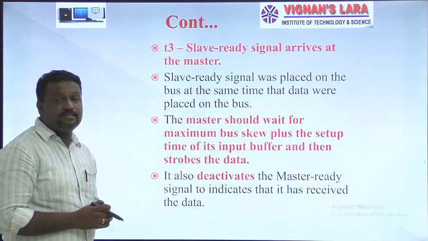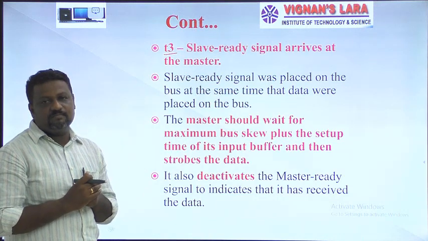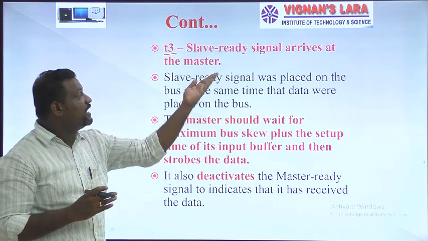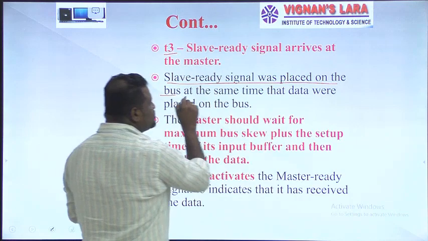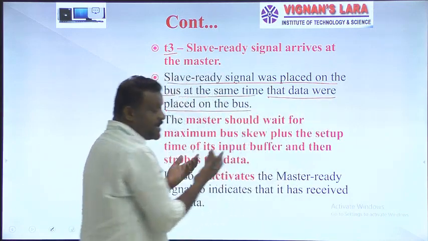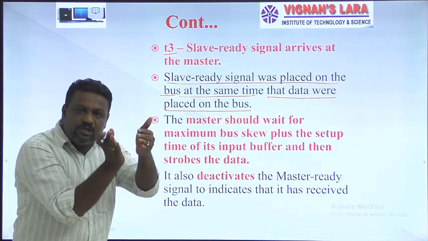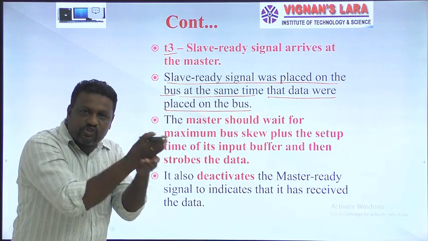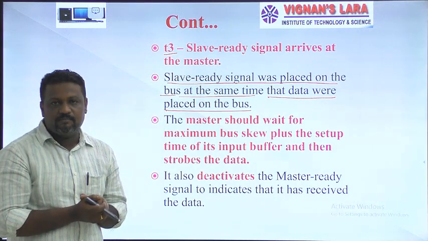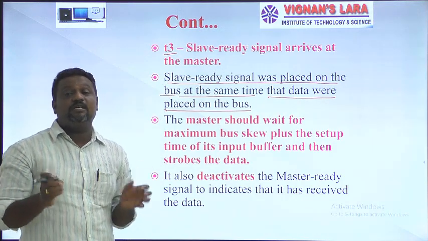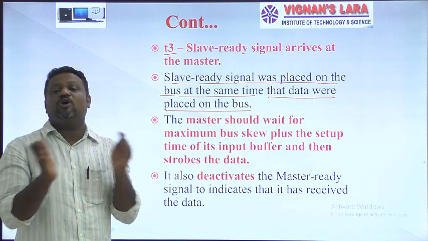Right. Next, in T3, what happens? In T3, the slave ready signal arrives at the master. Once the slave ready signal was placed on the bus, at the same time the data were placed on the bus. Absolutely. That's what I'm saying. Once your memory places the corresponding location information on the bus, at the same time your memory can activate another handshaking signal, which is the slave ready signal. Once your master receives a slave ready signal from the slave end, it identifies that the slave has placed its data on the bus itself.